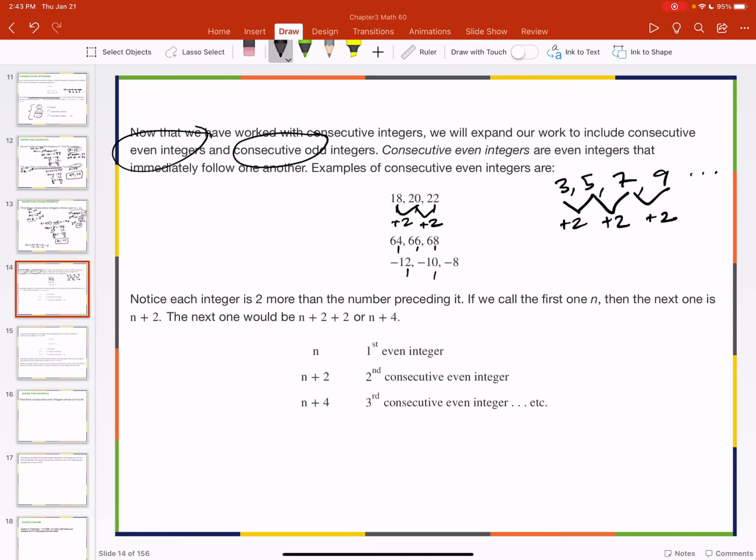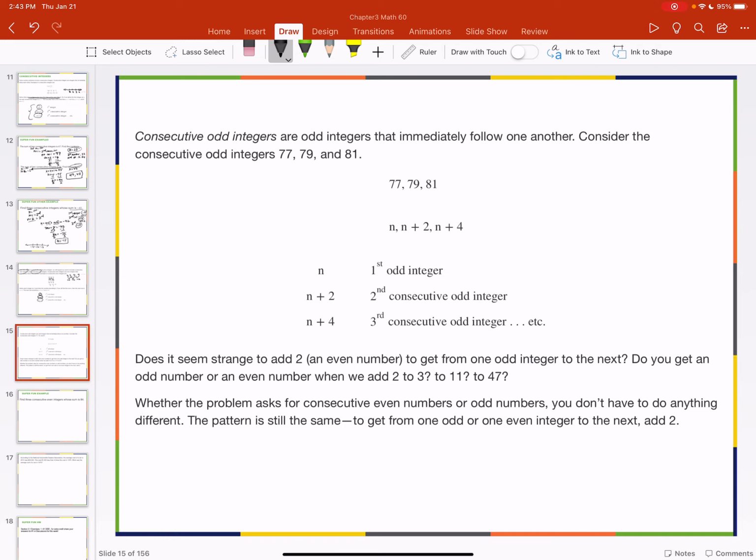So when you have consecutive even or consecutive odd, n would be the first one, the next one would be n plus 2, and the next one would be n plus 4. It's the same thing for consecutive even and consecutive odd. It doesn't matter if it's even or odd, you still use n plus 2, n plus 4. Make sure you understand that, because a lot of people get that confused.